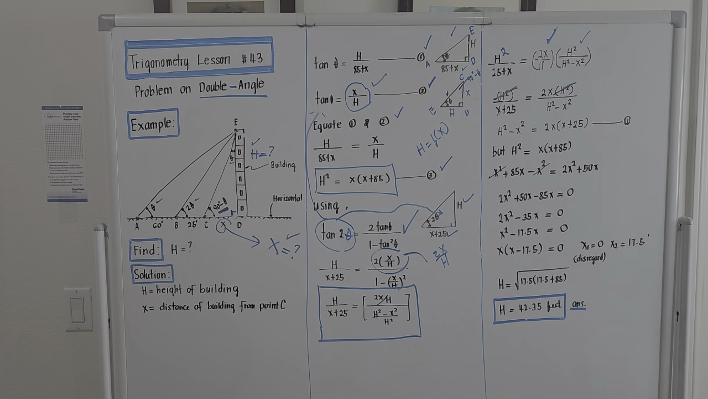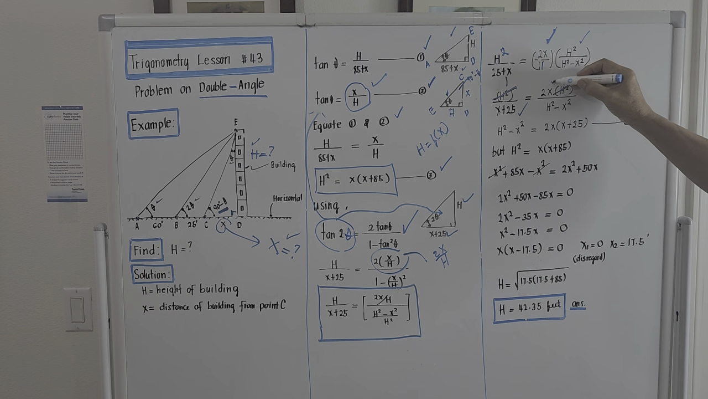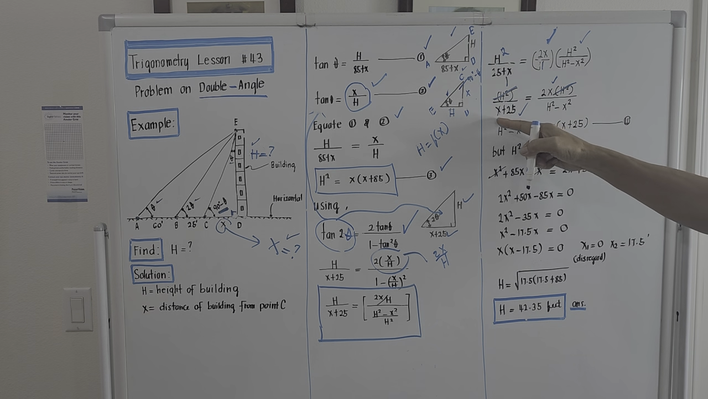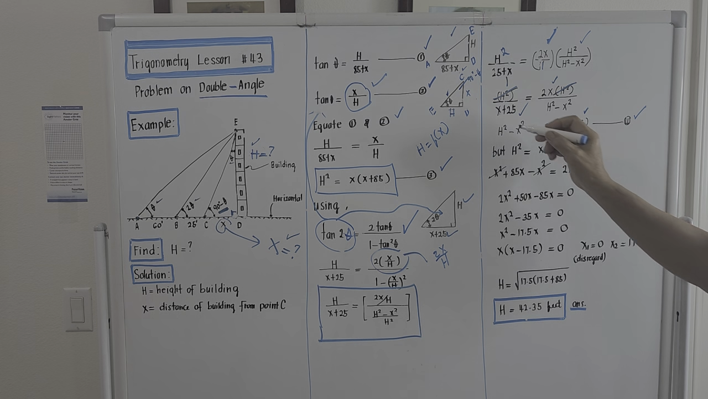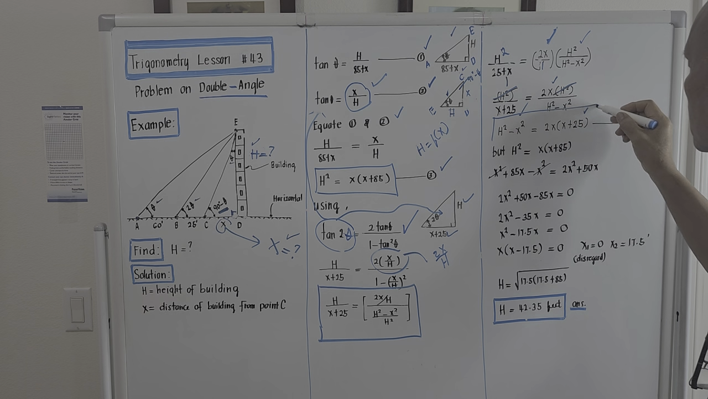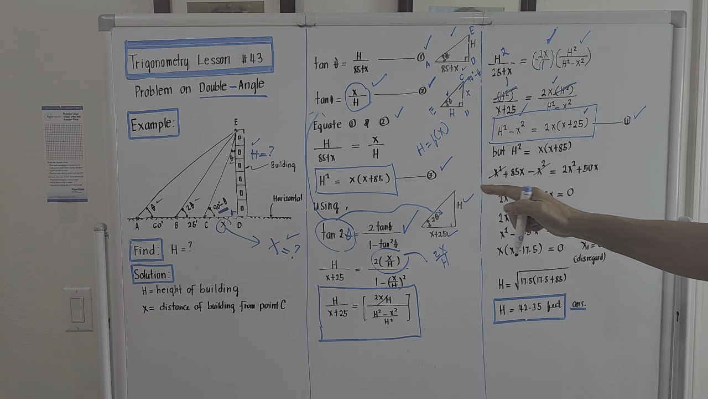Right? We cancel it. So this will now be 1. 1 times this will be h squared minus x squared. And for the right hand side, it will be 2x times the quantity x plus 25. And that will be equation number 4. Okay? So to solve this problem, we must use equation number 3.